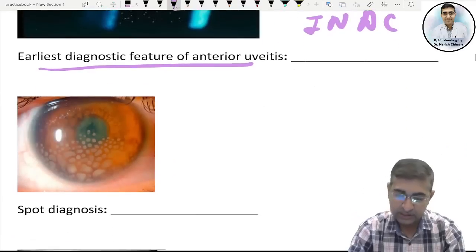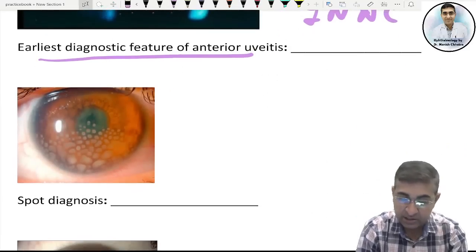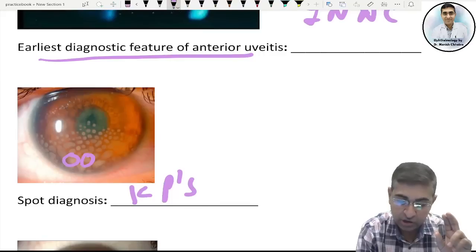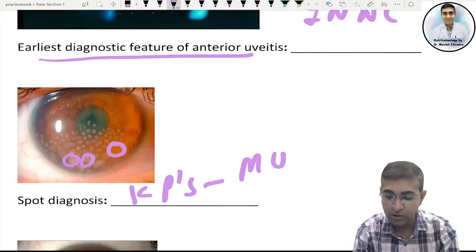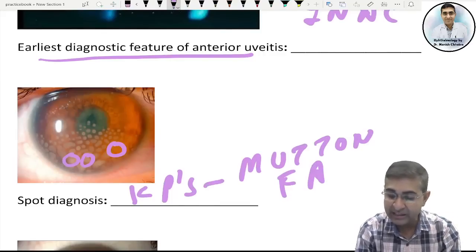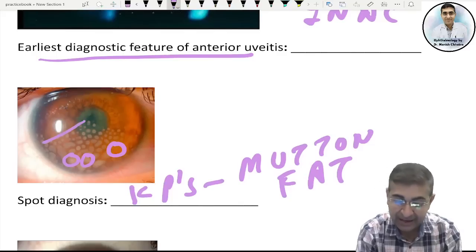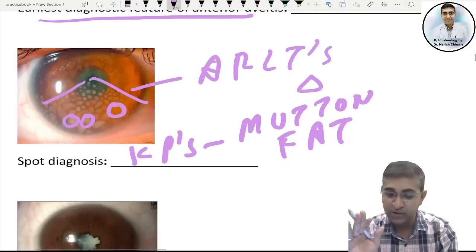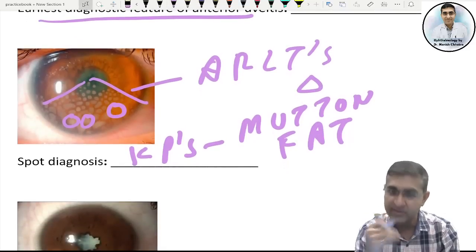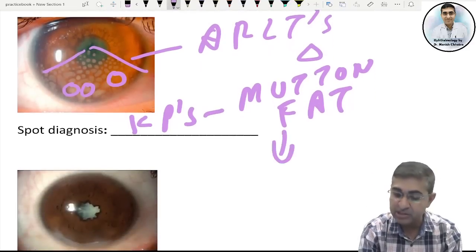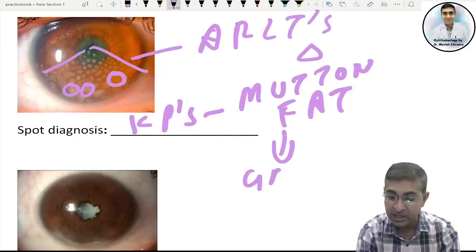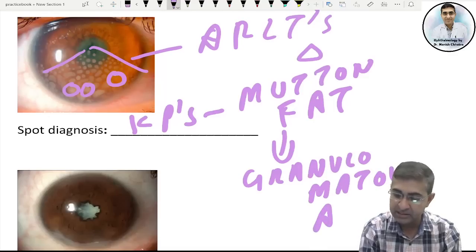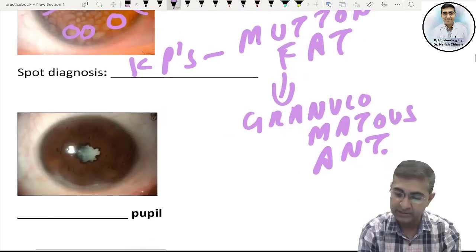Okay, so yes, cells in the anterior chamber. What is this? This is your KPs. Which KPs? Can you see the large size of the KPs? So these are your mutton fat KPs, and they are forming a typical triangle. What is the name of this triangle? Arlt's triangle. Yes, Arlt's triangle. Don't confuse it with the other triangle; we have discussed it later. Mutton fat KPs are seen in which form of anterior uveitis? Granulomatous anterior uveitis. Yes, granulomatous anterior uveitis.